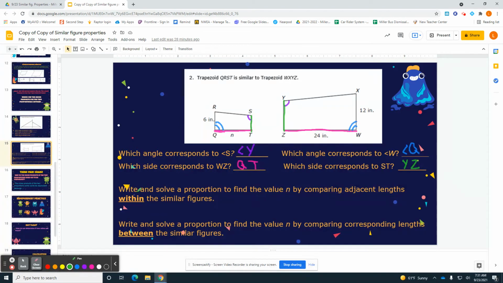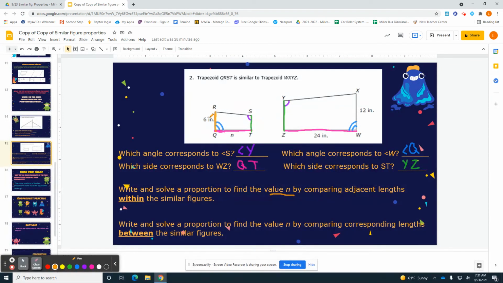So it says now our next part from this one says write and solve a proportion to find the value n by comparing adjacent lengths within the similar figure. So remember, for this one, we're finding adjacent lengths. So I need to use the sides that have actual information. So I can't use ST here because it doesn't have a number on it. So I don't know that length measurement. I need to use N because it's telling me to find the value for N.